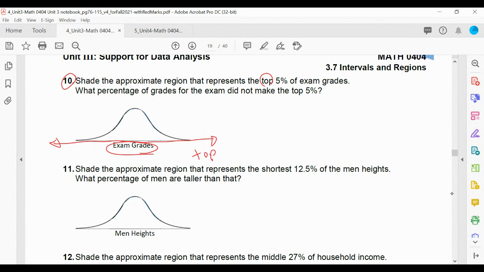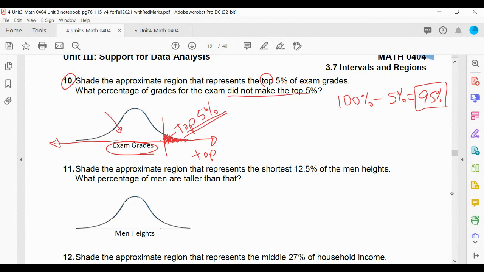So to represent the top 5%, I'm going to draw a vertical line and just shade in this region where I would find the highest or the top grades. So this is where I would find the top 5% of the exam grades. Now the second question asks, what percentage of grades for the exam did not make the top 5%? Well, if this entire curve represents 100% of the data, then we subtract that from 100 to get what is not shaded, which in this case is 95%. So 95% is what is not in the top 5%.